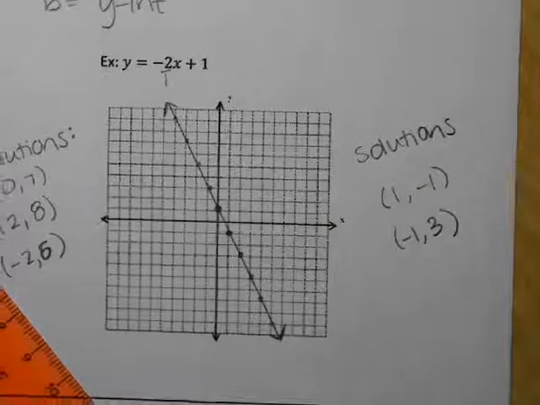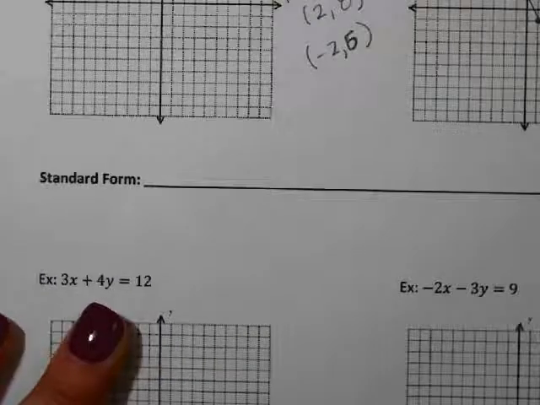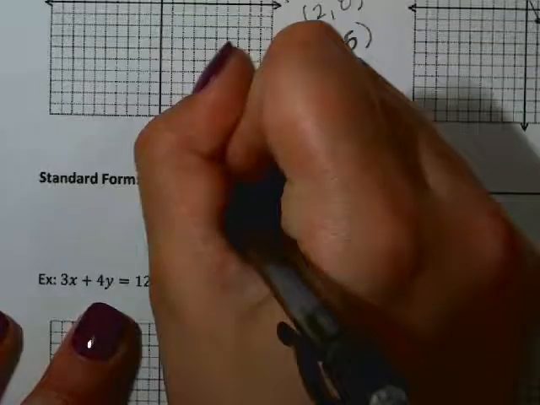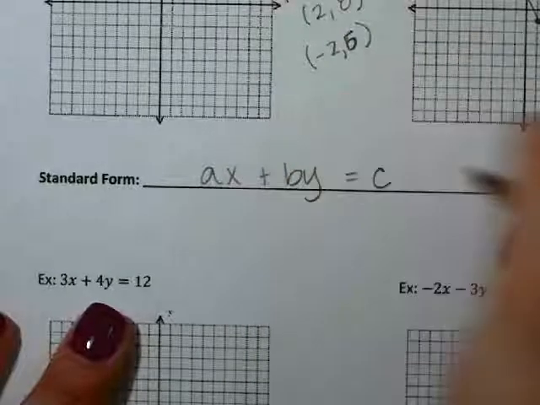Perfect. All right. Standard form. Anyone know what standard form is? Yeah. So we've got ax plus by equals c.